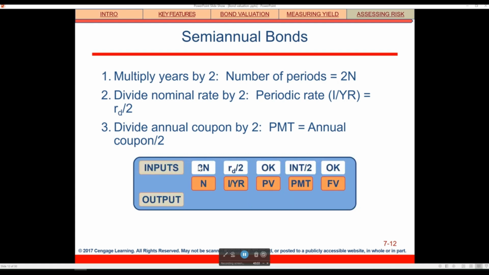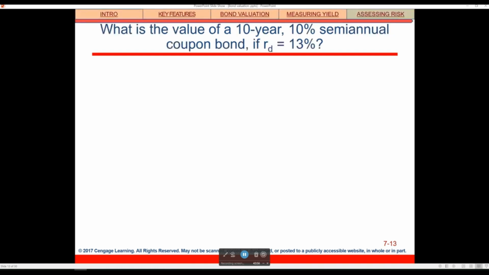Number of periods will be 2 times the number of years. The interest will be the yield to maturity divided by 2. The payment will be the annual coupon interest payment divided by 2. And your future value, you're not going to change it, it's still going to be 1,000, and you compute your present value. So let's go over an example.